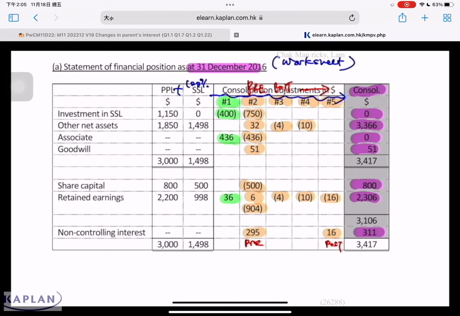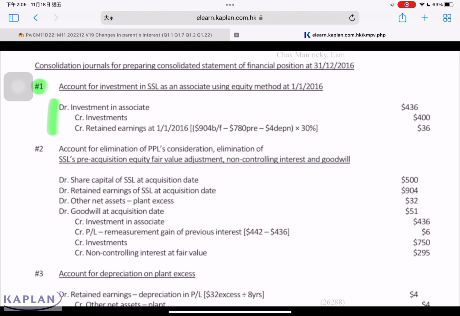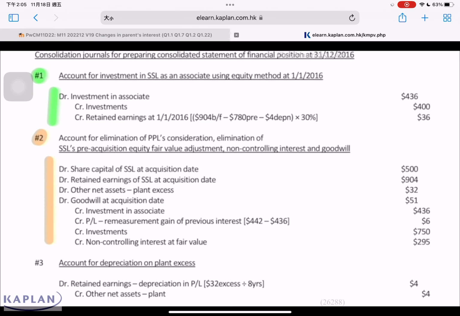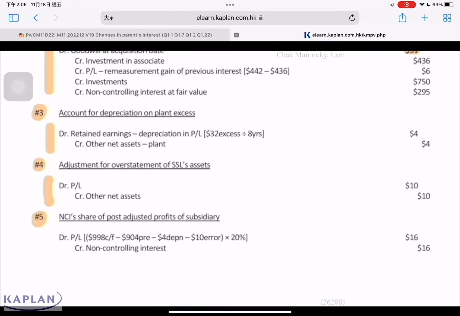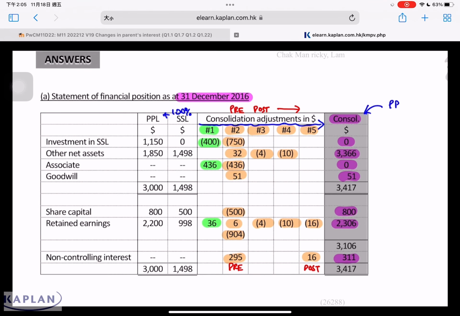Add across. The first entry is to account for SSL as an associate. The second set of entries is to calculate goodwill of SSL as a subsidiary. Goodwill is equal to 51. Entry number 3 is to account for additional depreciation. Entry number 4 is to adjust for error. Entry number 5 is to let NCI share the adjusted post profits. This column is equal to PPL plus SSL. SSL, we consolidate this 100%, 1498. We plus 32, we minus 4, we minus 10.